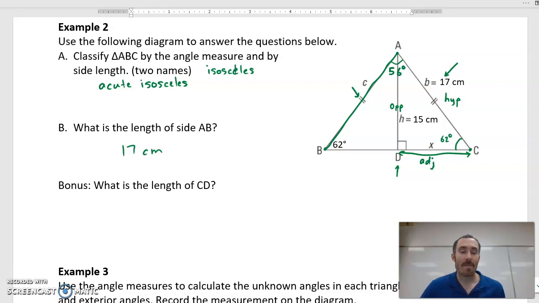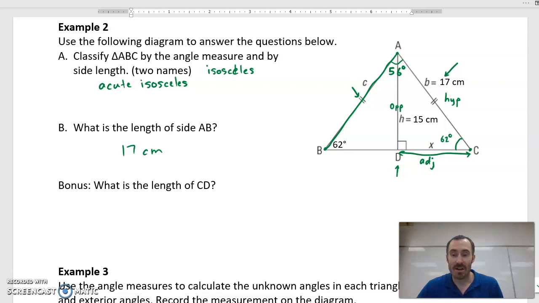Okay, and so I know the opposite and I know the hypotenuse. I just need to figure out the adjacent side. There are a few different ways of doing that. I can use SOHCAHTOA to figure it out, opposite over adjacent. I could use the Pythagorean theorem, a squared plus b squared equals c squared, to figure it out. I'm going to choose the SOHCAHTOA method.